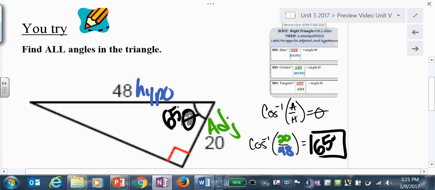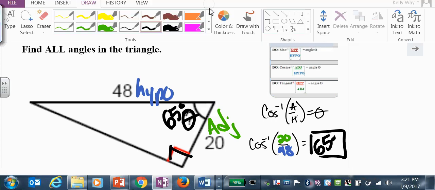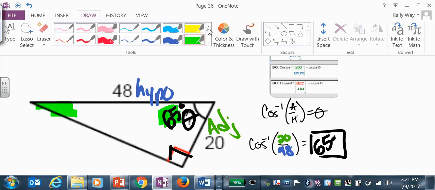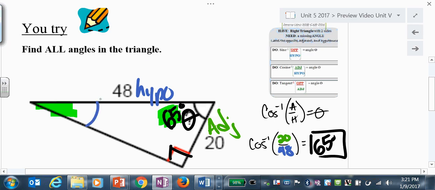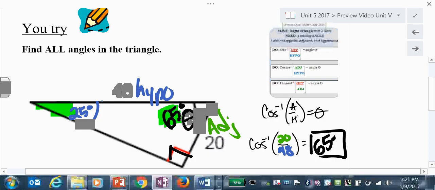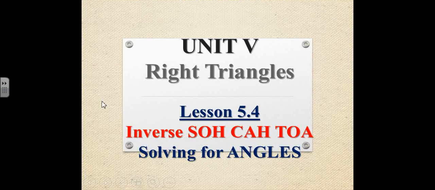We have 65 degrees, and you simply take that away. If this is 90, these two together have to add up to 90. So you should figure out that this is simply going to be 25 degrees. Students, this was lesson 5.4, Inverse SOHCAH TOA, solving for angles.